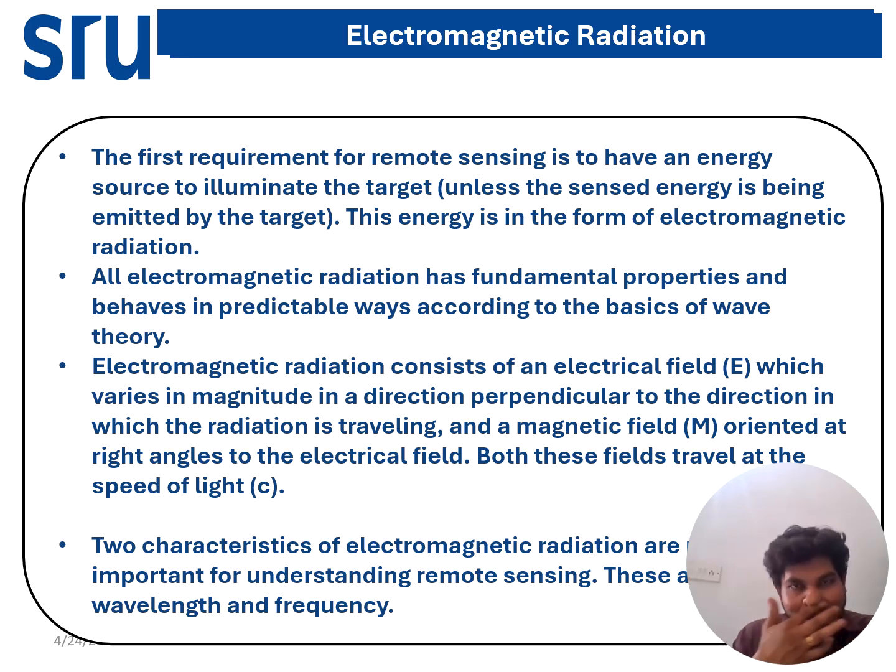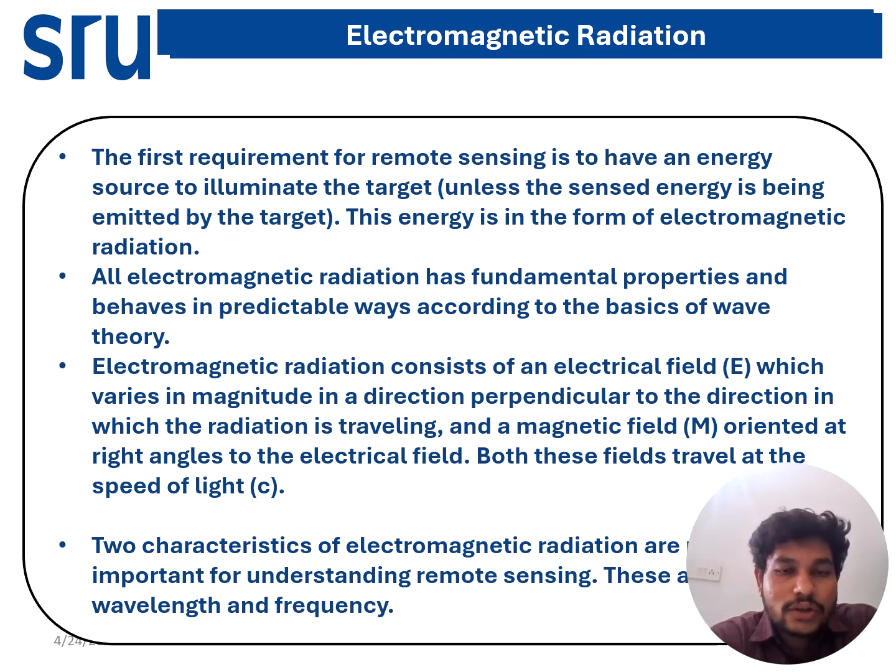So what is electromagnetic radiation, which is the first requirement of remote sensing? It is the source of energy which illuminates the target, and this energy is present in the form of electromagnetic radiation. All electromagnetic radiation behaves as a wave as per the theory of waves. And the electromagnetic radiation has two fields, one is the electric field and another one is the magnetic field.